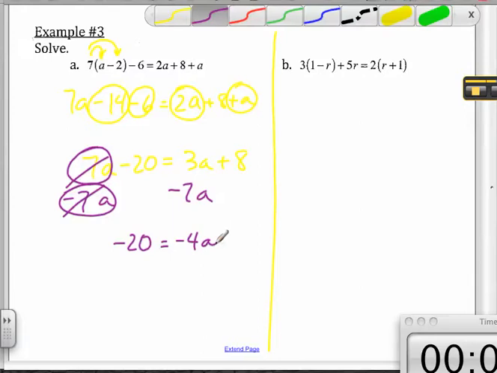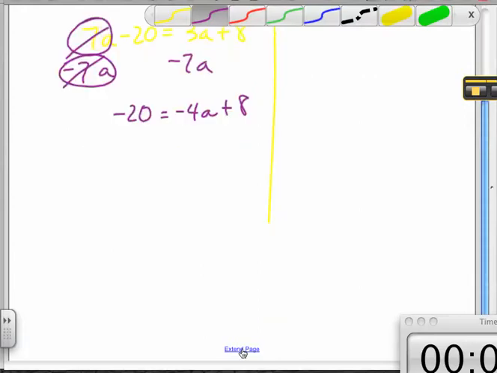Okay, so the 7A and the minus 7A cancel and leave me with negative 20 is equal to negative 4A plus 8. Okay, now Hugh, what do I want to do from there? You want to subtract 8. Hugh says let's go ahead now and subtract 8, not 7, Mr. C. All right, and those are going to cancel and leave me with negative 4A is equal to negative 28.